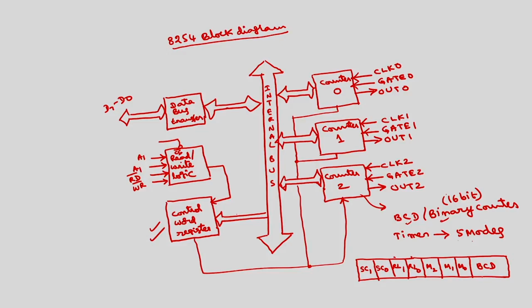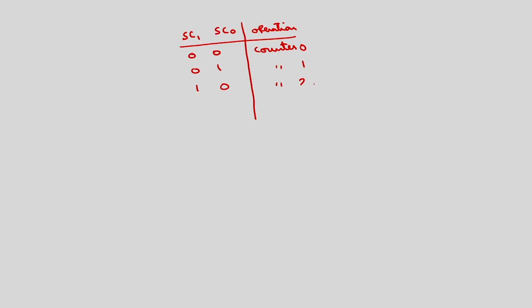Now the functions of these bits. The MSB 2 bits SC1, SC0, as the name implies, select the counter. 0 0 means counter 0 will be selected, 0 1 means counter 1 will be selected, 1 0 means counter 2 will be selected, 1 1 is illegal. These are about the first 2 bits.